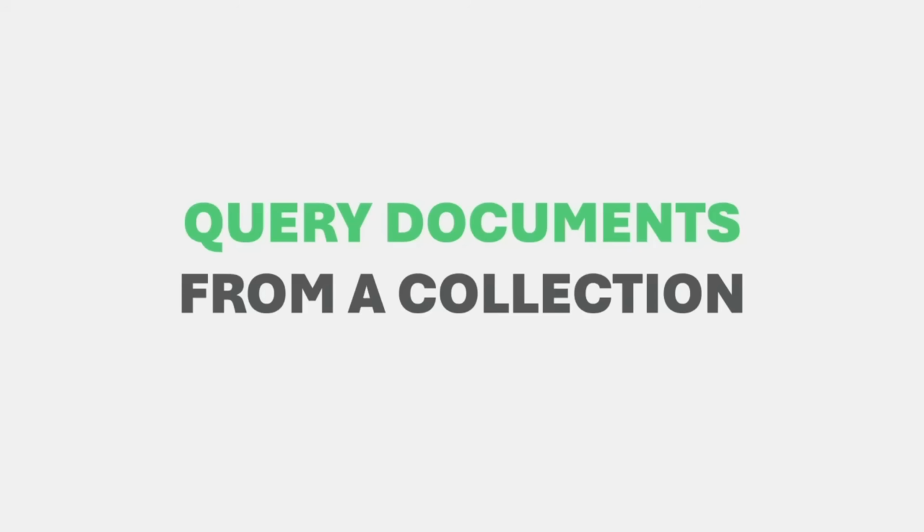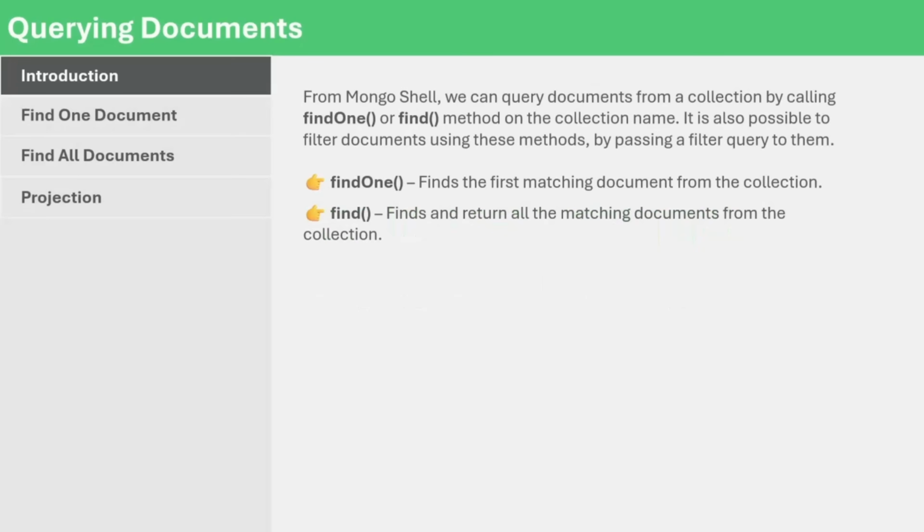In the last lecture, we learned how to create documents inside a collection using the insertOne and insertMany methods. Now in this lecture, we are going to learn how we can read documents from a collection. For that, we have two methods. We have the find method, and using the find method, we can query all the documents from a collection. Then we have the findOne method, and using the findOne method, we can query a single document from a collection.